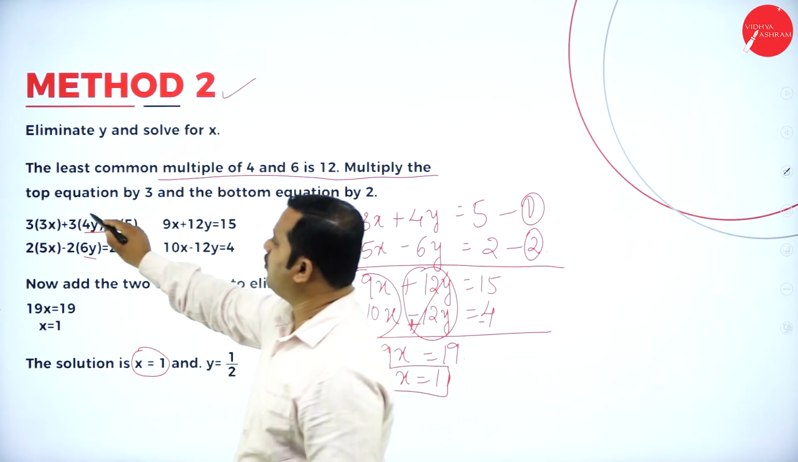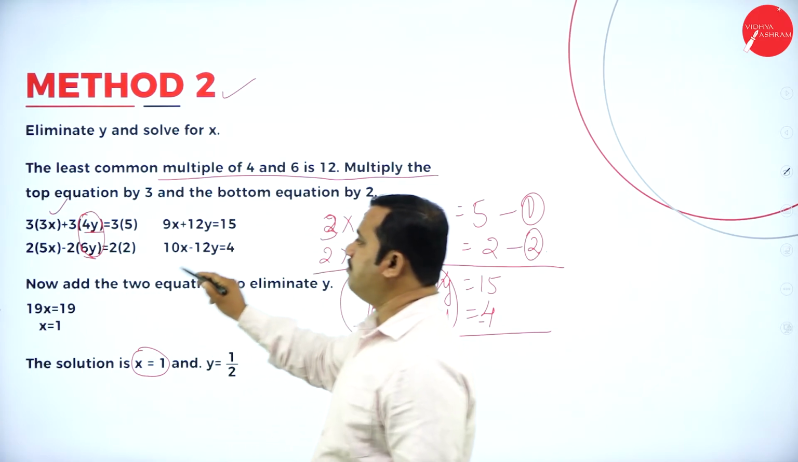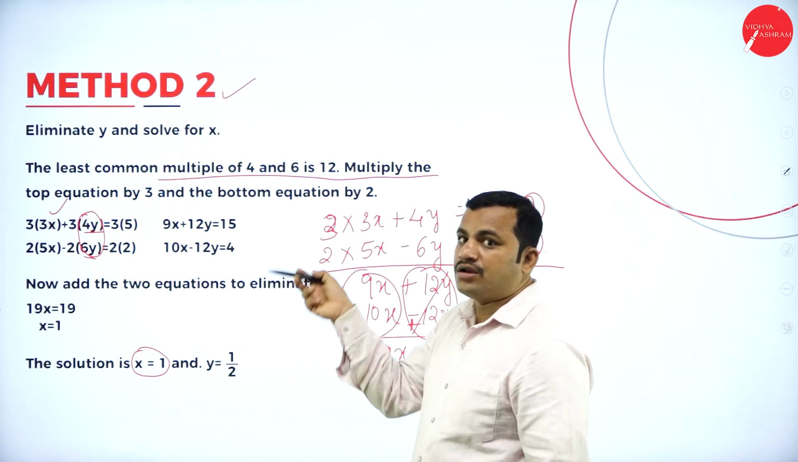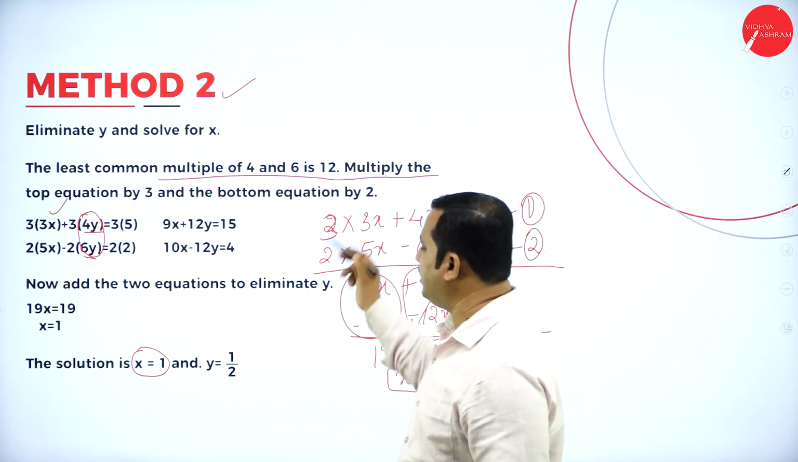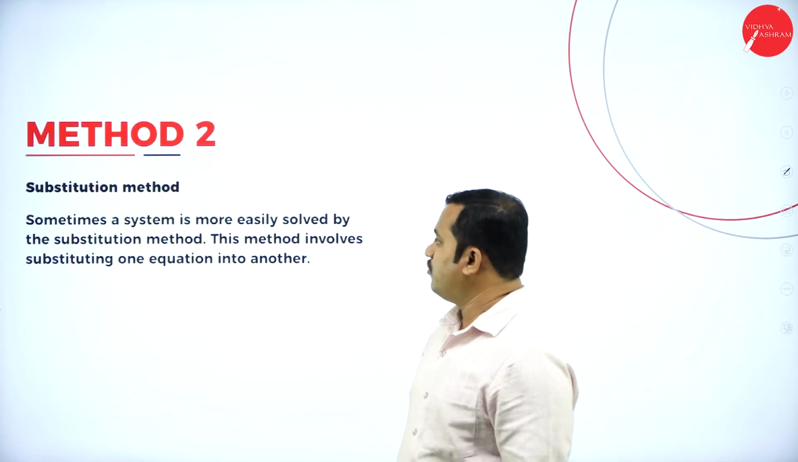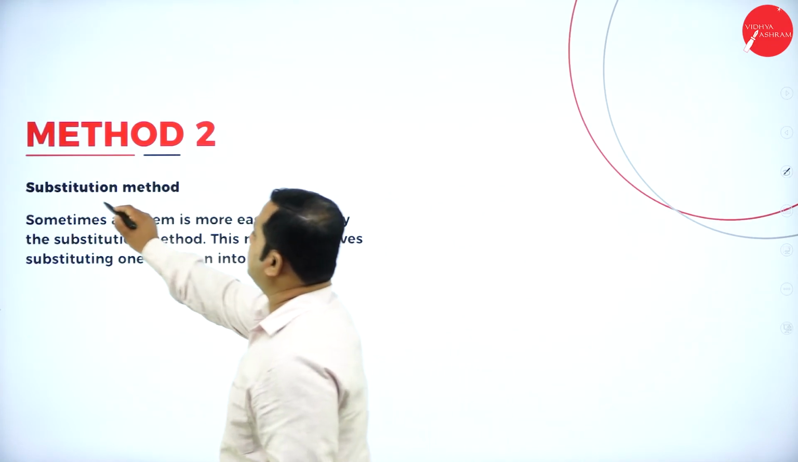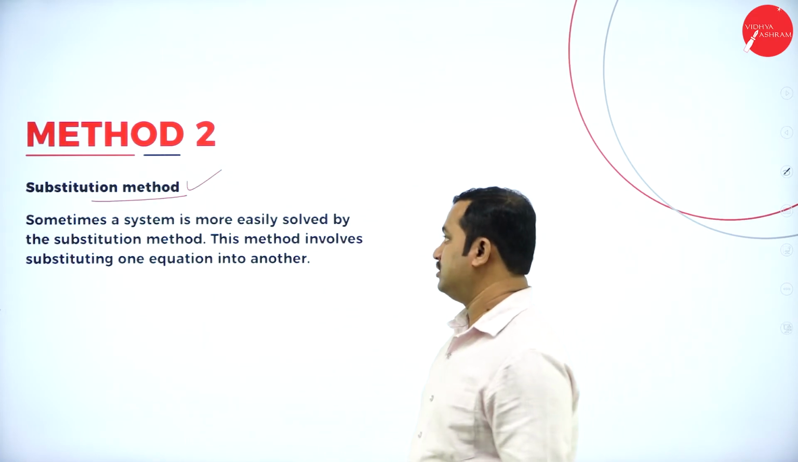By eliminating one of the terms, that is y, we are going to get the value of x. Then substituting the value of x, we are going to get the value of y. So this is how we are going to do. In the second method, the substitution method, this is also called as a substitution method.